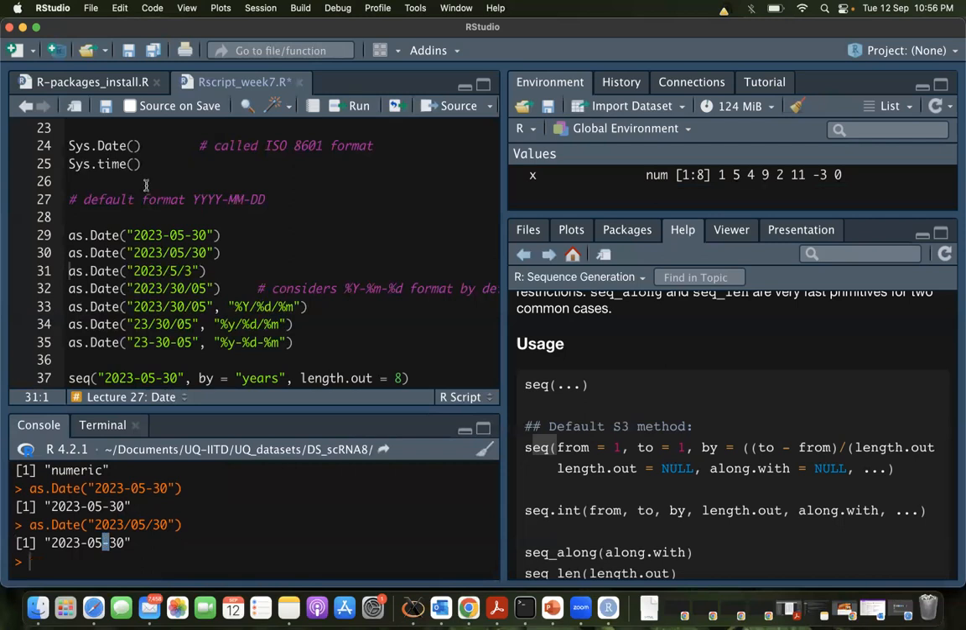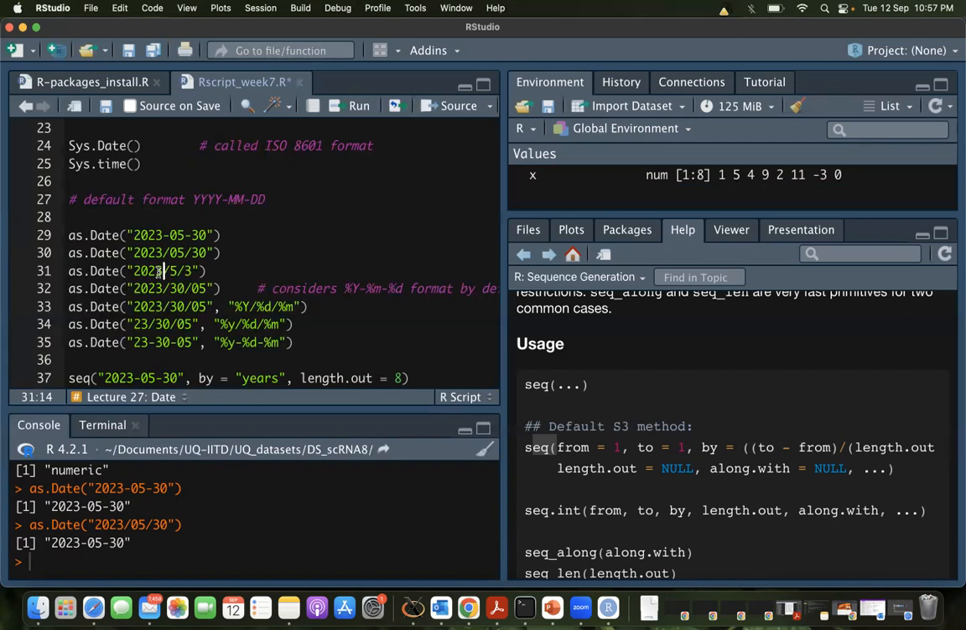So by default, R is going to convert anything which looks like a date. When it is to be converted into the date format, it's going to consider year, month, and day. It is able to recognize that slashes can be there in the input, but I'm just going to replace those with hyphens.